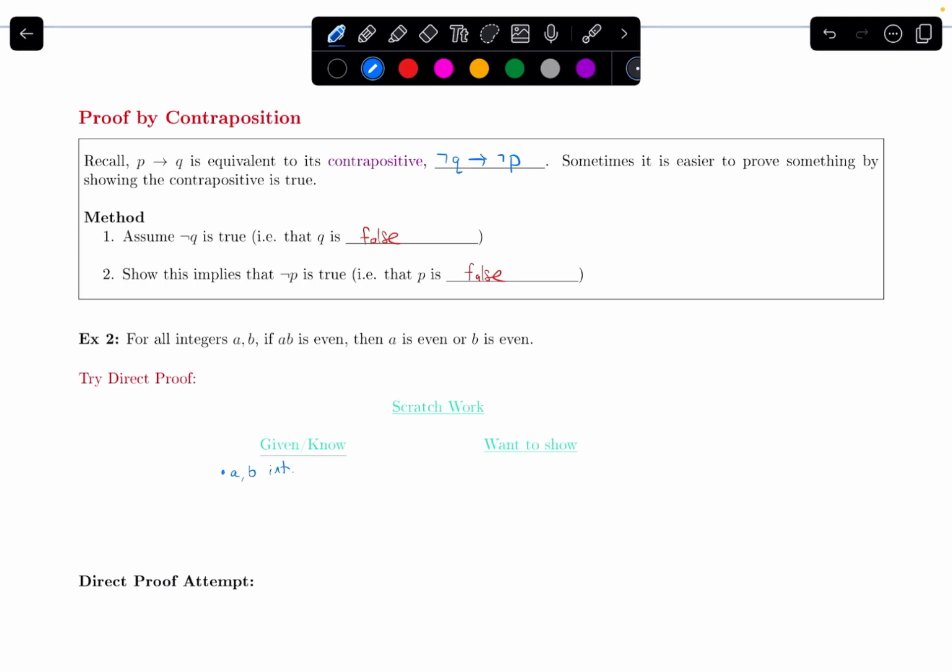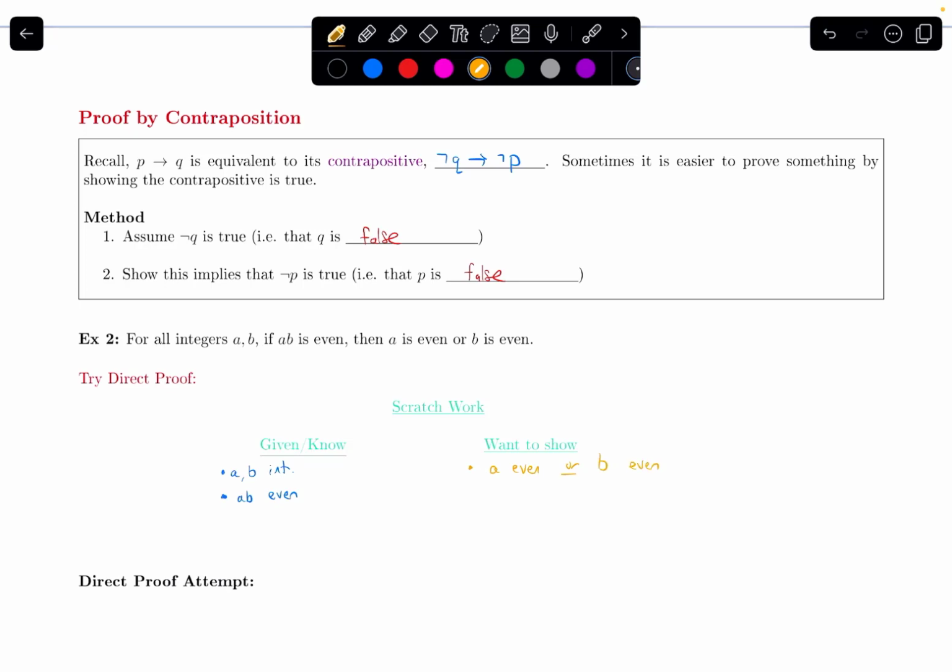And then we have this if-then statement. In an if-then statement, the if part we get to assume is true, so I'll put a bullet point next to that. That means ab is even. And what I want to show is the then part, which gets a bullet point here: a is even. I either want to show a is even or that b is even.